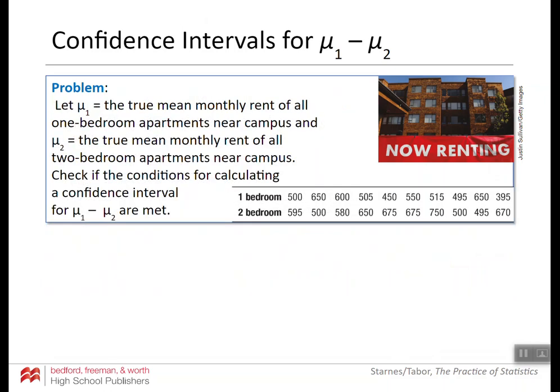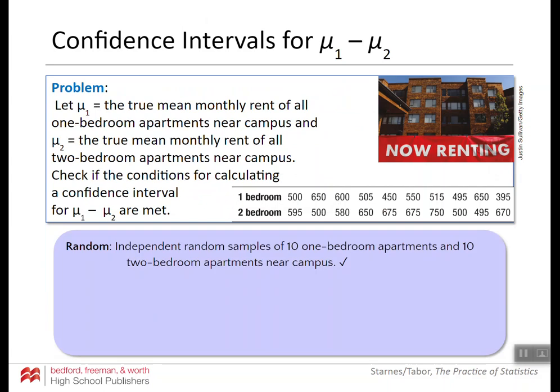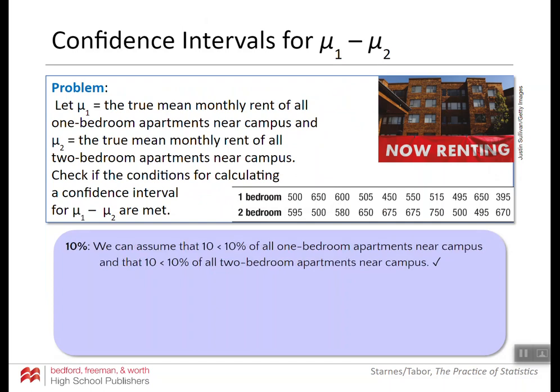So, the first condition is the random condition. We are told that these are randomly selected apartments. So they are independent random samples, 10 1-bedroom and 10 2-bedroom apartments near campus. Next, the 10% condition. We can assume that 10 is less than 10% of all 1-bedroom apartments near campus, and the same thing with 2-bedroom apartments. That's a reasonable assumption.